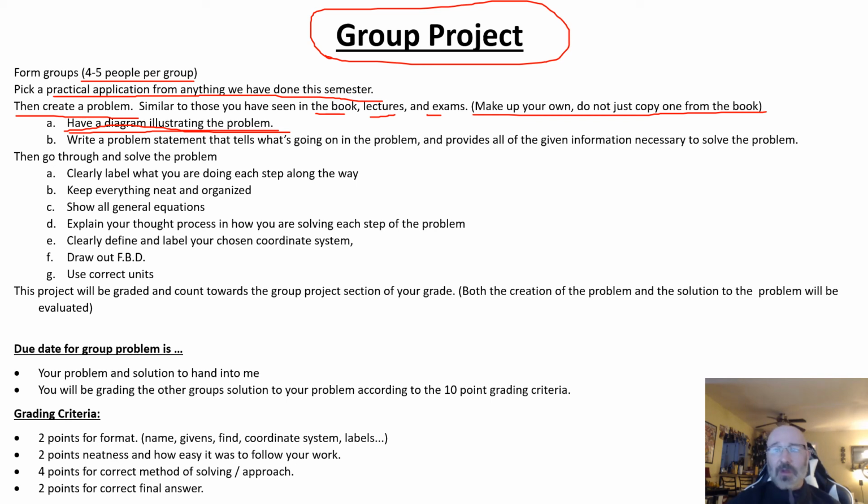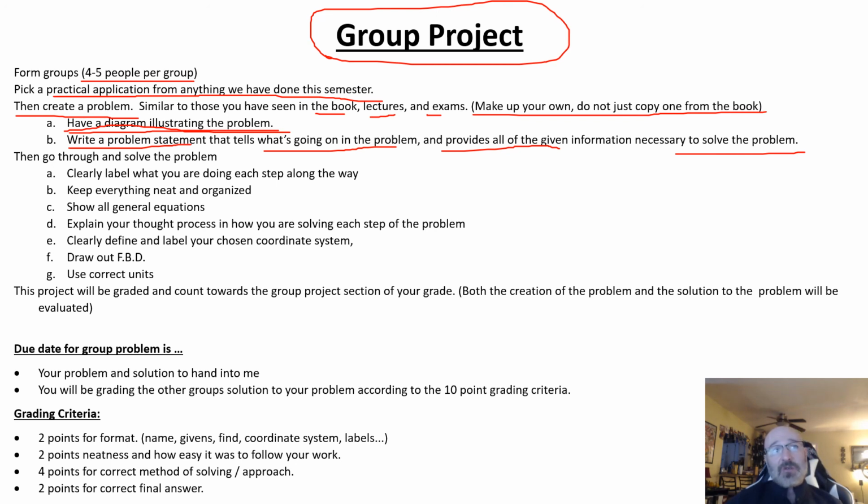It can be something simple, it could just be the object that you're working with, or the project or mechanism itself. It could be something even more intense than that, depending on what you'd like to come up with for your problem. Next, I'm going to have you write out the problem statement for this, tell what's going on in the problem. In this statement, it's going to provide all the necessary information that this other student's going to need to solve this problem. So once you've created this problem, the next step is to go through and solve it.